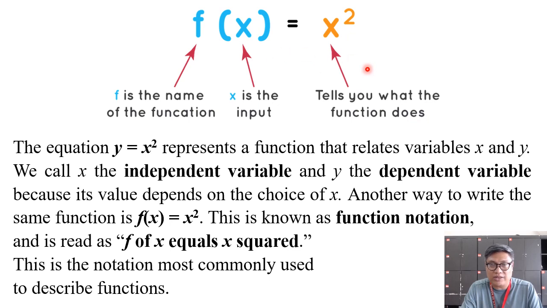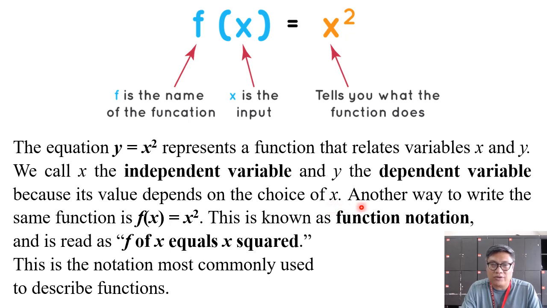Based on its characteristics, we usually call the x the independent variable and the y the dependent variable, because its value depends on the choice of your x. That's the name, dependent variable. Whatever is the value of your x that you input into the function, whatever is the result will be the value of your y, and hence the dependent variable.